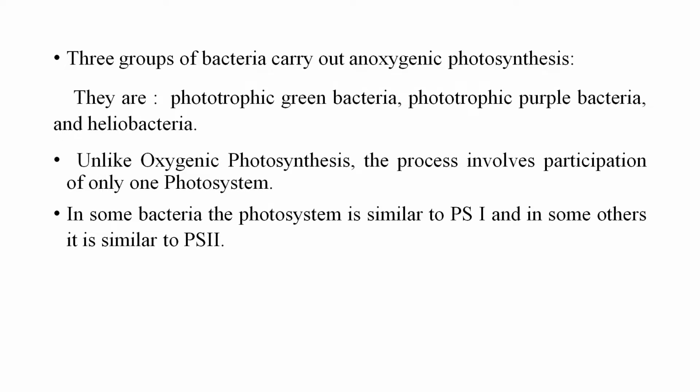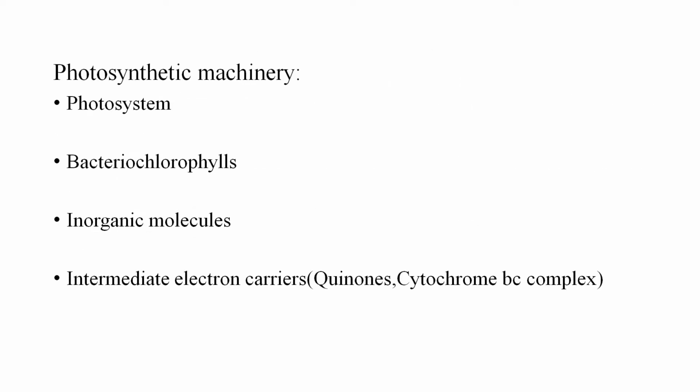There are some differences between the oxygenic and anoxygenic process. Unlike oxygenic photosynthesis, the process involves participation of only one photosystem. In oxygenic photosynthesis, we have seen that two photosystems participate, arrayed in the same line, and the electron transfer occurs in the Z scheme. Here only one photosystem participates in anoxygenic photosynthesis, either PS1 or PS2. In some bacteria, the photosystem is similar to PS1, and in some others, it is similar to PS2.